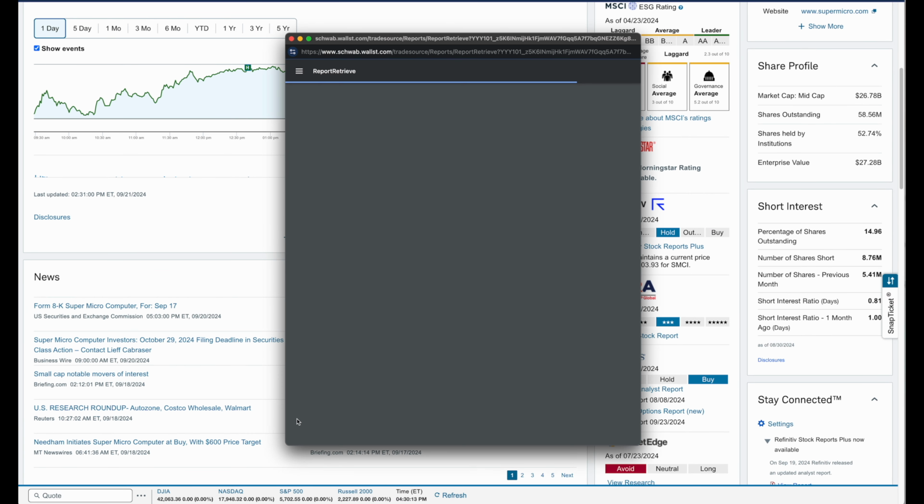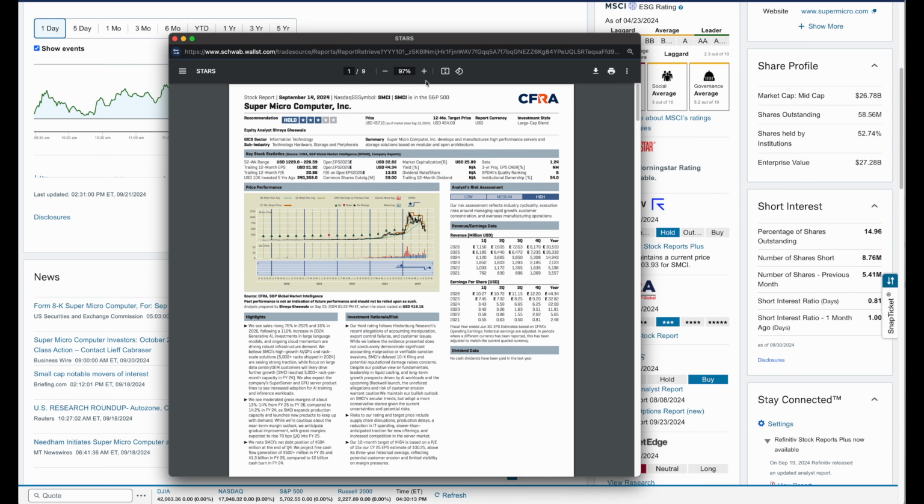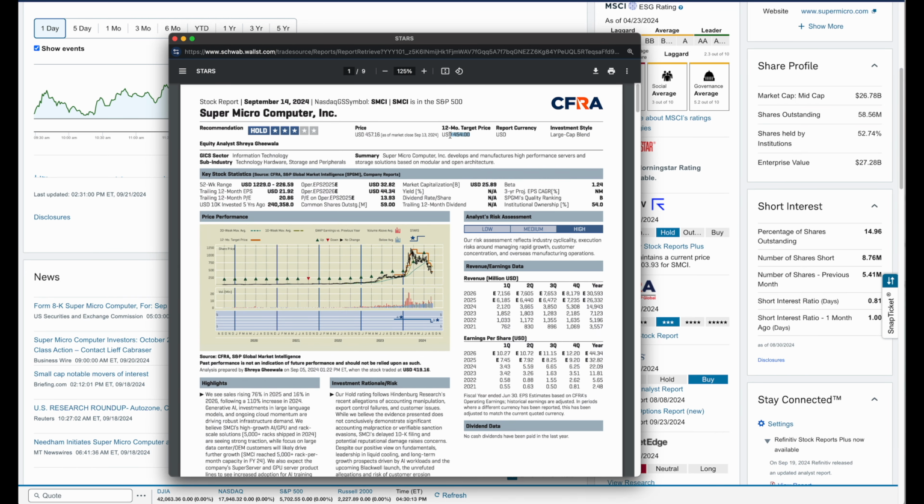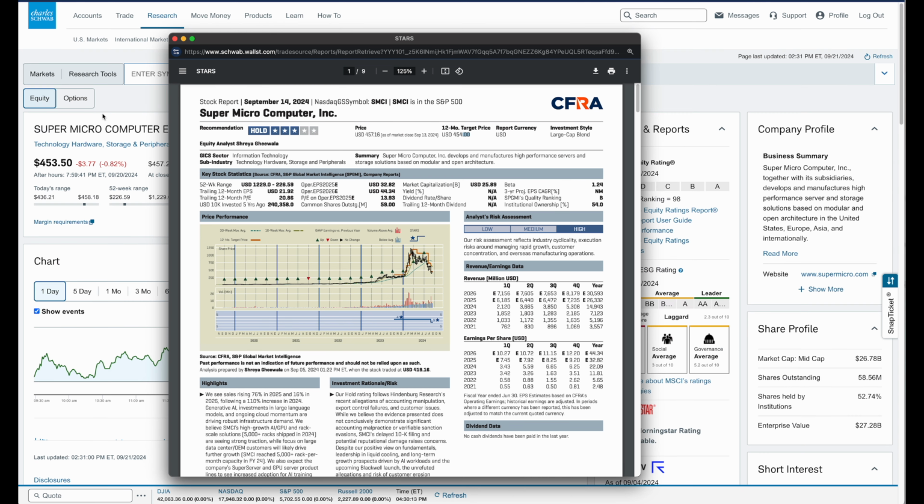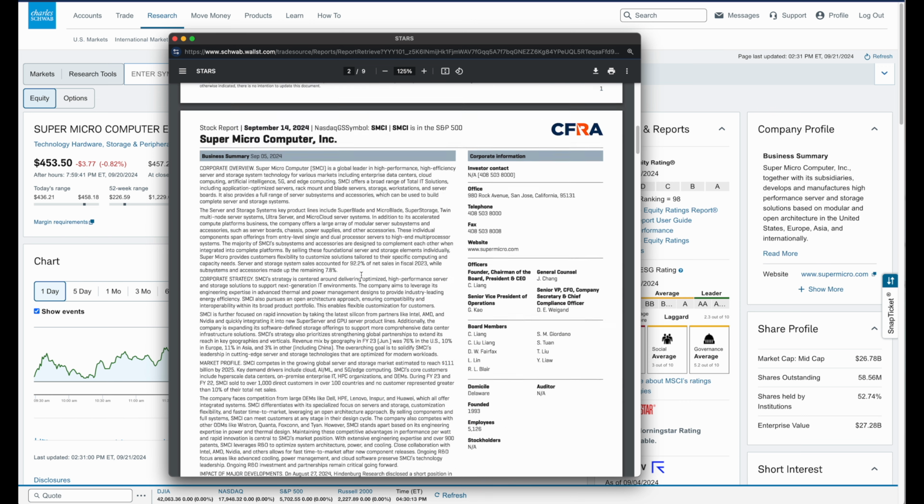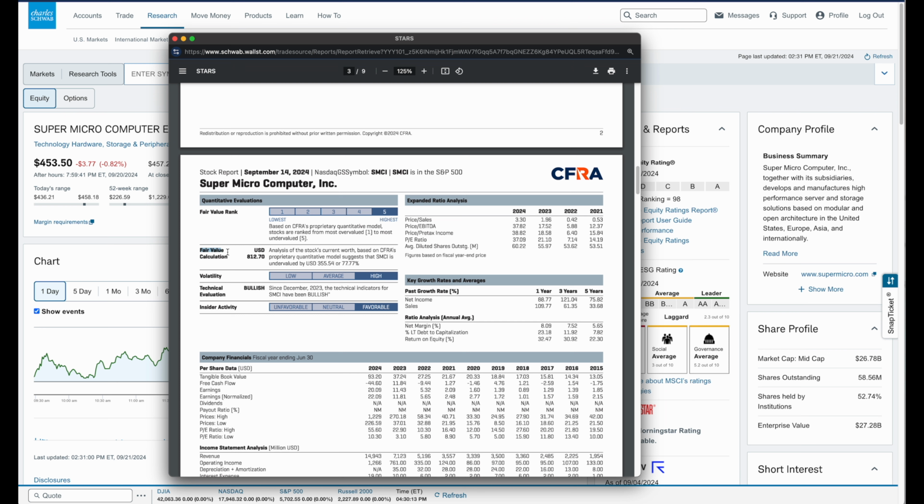CFRA has it a three-star hold rating. You can see here the 12-month price target at $454. Currently it's trading for $453, so kind of right at their 12-month target. But this is what I like here also, fair value calculation at $800. So they give it as undervalued currently. And you can see here, price to sales has been increasing from 2021 to 2024, from 0.53 to 3.3. That's because of the price increase.